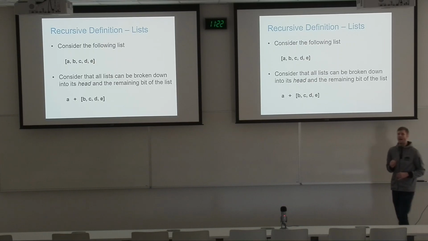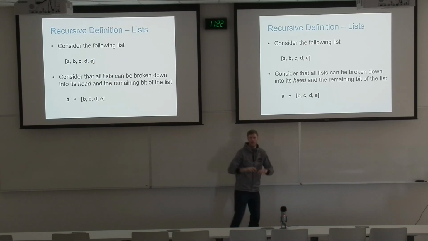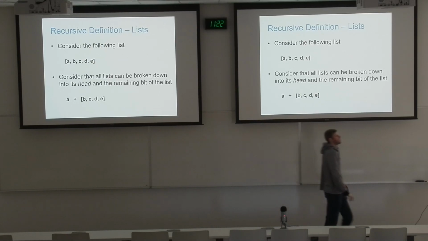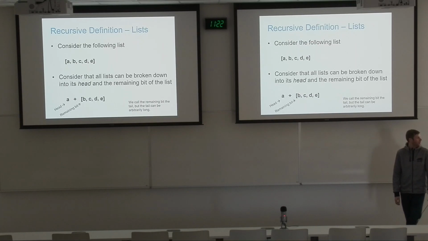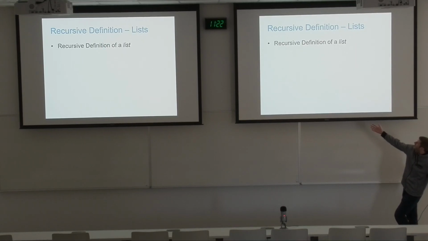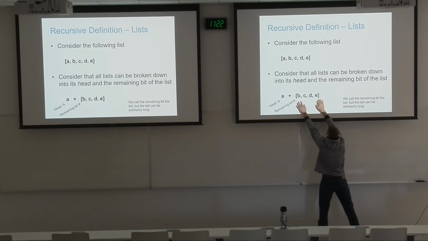So, just like that. We have A, B, C, D, E. Okay? That's something we need to keep in mind. Head, remaining bit. We can call the remaining bit the tail, but it could be arbitrarily long as well. It's not like a single thing. It's not like the end of the queue or the list or something as before. It's the whole rest of the bit.